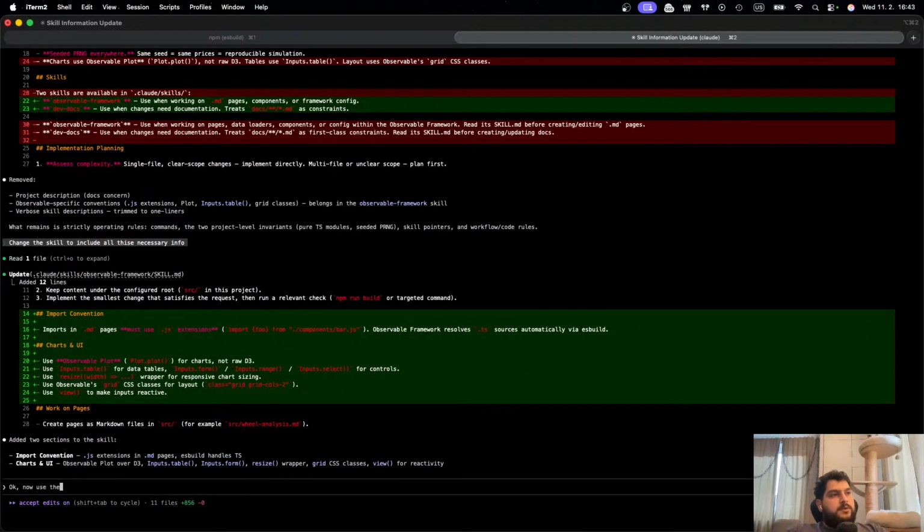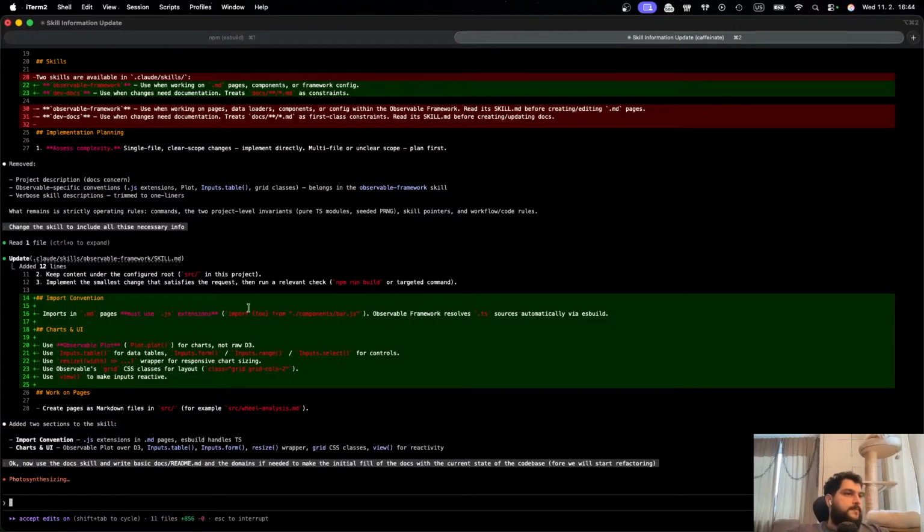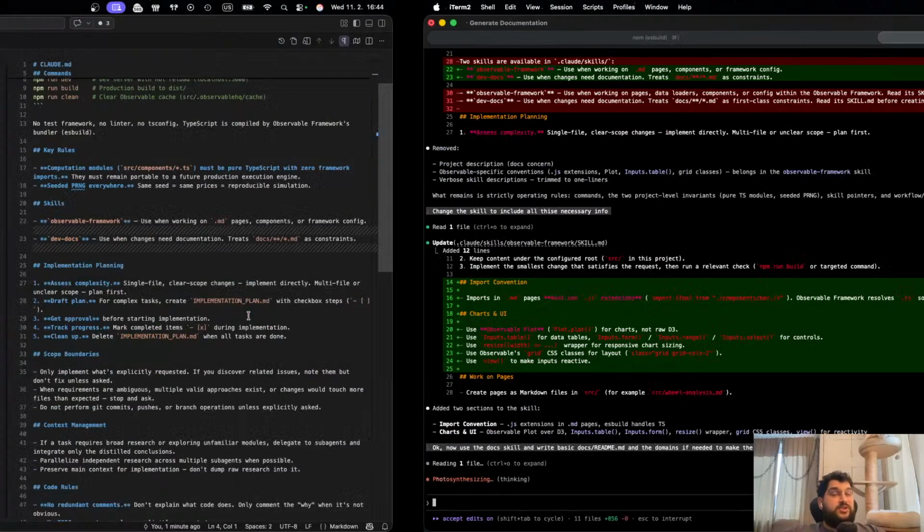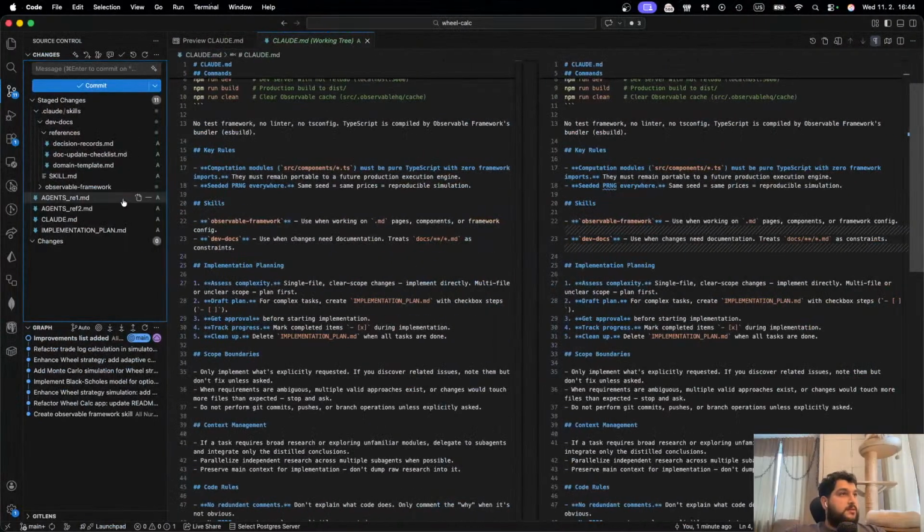Okay, now use the docs skill and write basic docs and the domains if needed, to make the initial fill of the docs with the current state of the code base before we start refactoring. So just some preparations. I think we can remove those already, and also Claude will be removed.